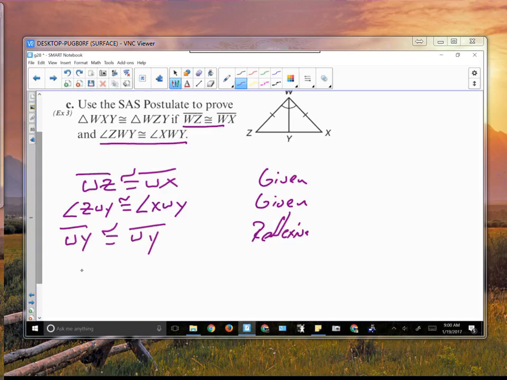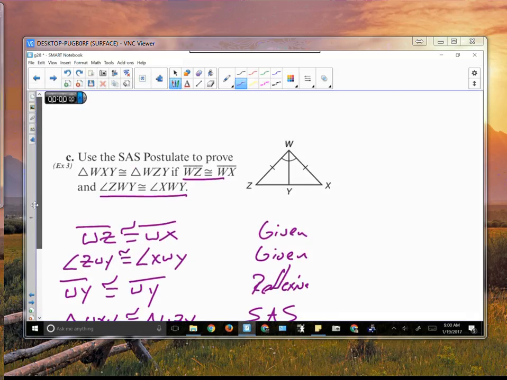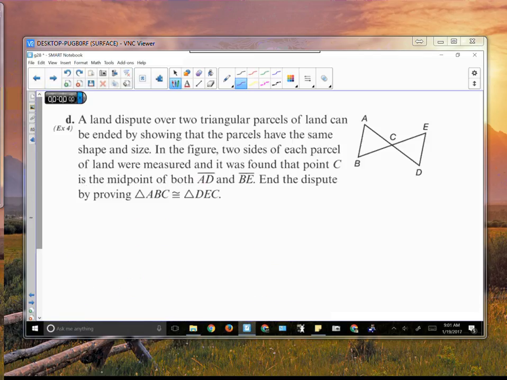And that means that triangle WXY is congruent to triangle WZY by what? Side, angle, side. That's it. If I have those pieces, then I can go and make a mistake. Well, let's see. I'm going to give you this one here, and I want you to give it a couple of minutes to read through it and think about what is going on.